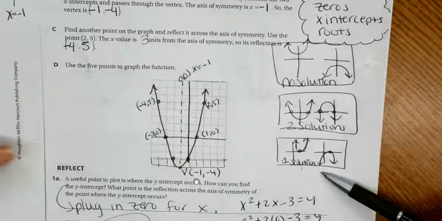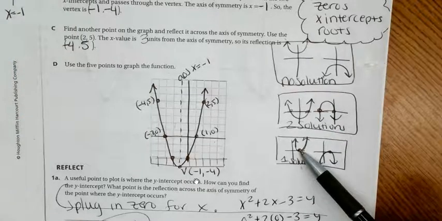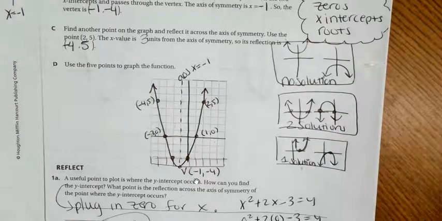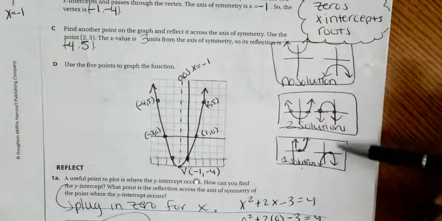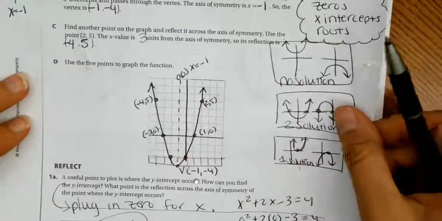You can also have one solution if your vertex is on the x-axis, either going up or going down. You're going to have one solution. It's only going to intersect the x-axis in one place. All right, so once you find your points, let's give you guys a problem to go over.